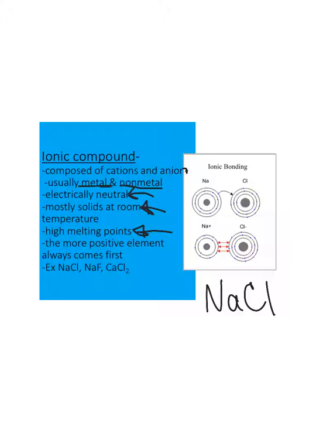And here's the other thing. The more positive element comes first, always. So basically all you have to keep in mind is that the metals are always the ones that form your cation ions. So the metals always get written first. I guarantee some of y'all are going to do that backwards at some point in this unit.